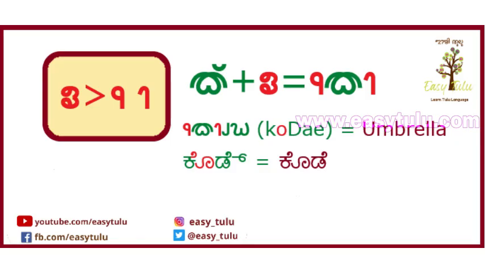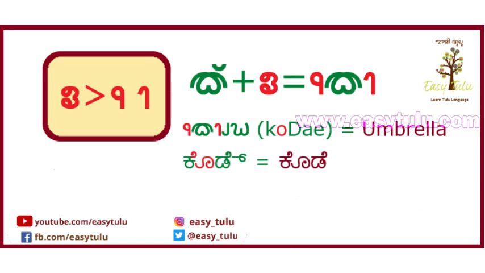Okay, next one is O. This is the short O sound. Ka plus O makes Ko. Example, Koda. Koda means umbrella. Kode in Kannada. Let us see how it is written.